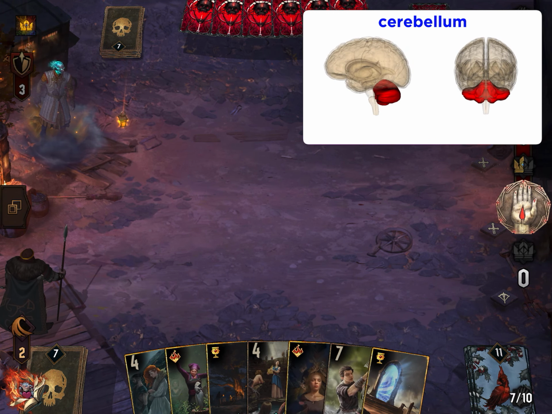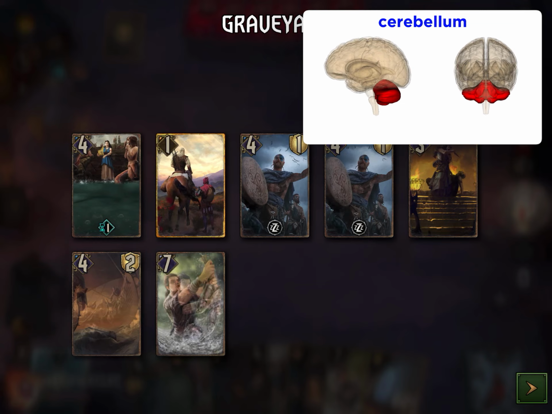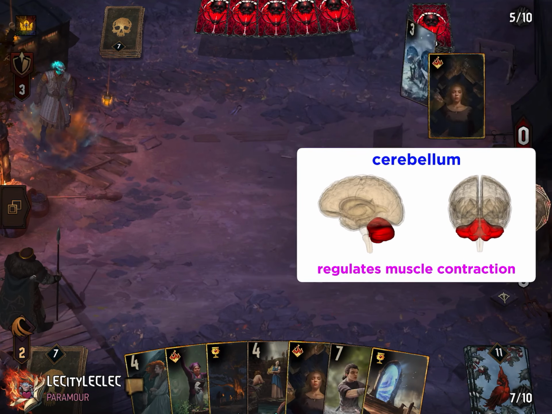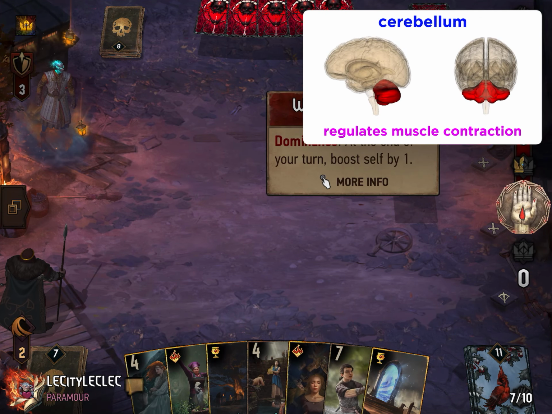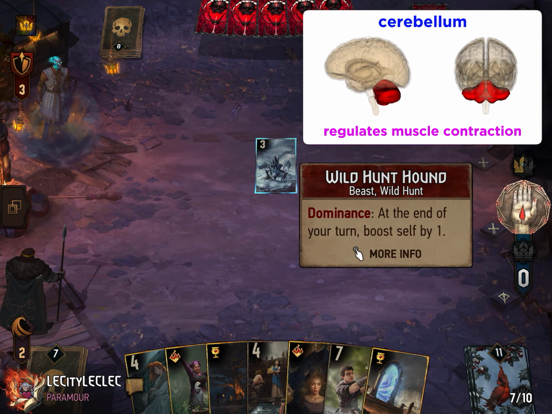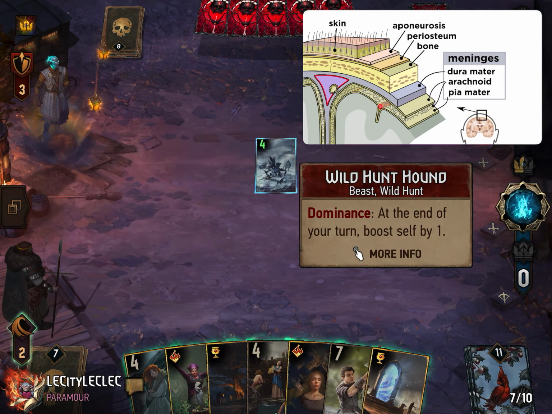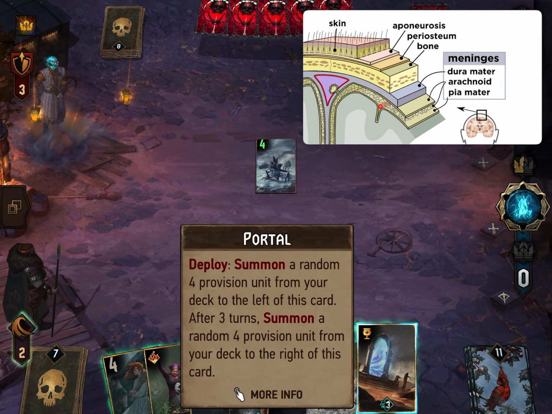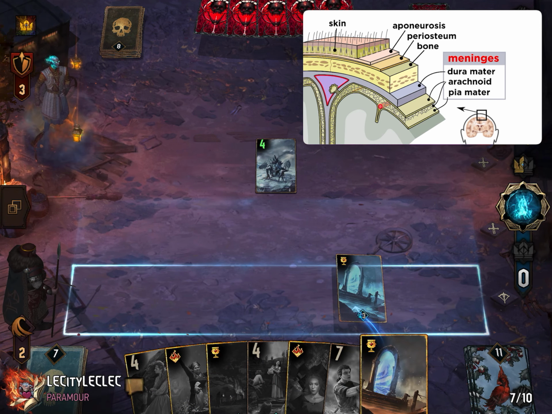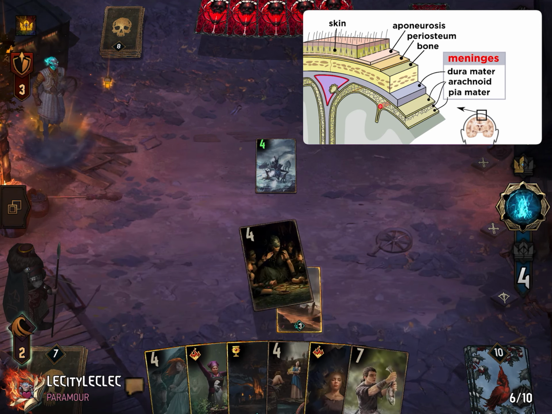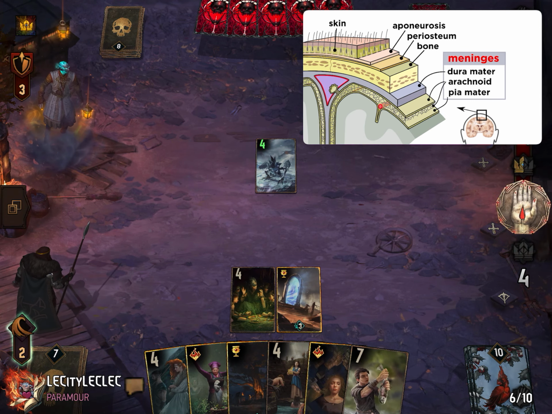Finally, we get to the cerebellum. This region, which consists of two hemispheres, regulates muscle contraction to generate smooth, coordinated motion. In addition, we should be aware of the structures that protect the brain. Meninges are connective tissue membranes that sit between the brain and the skull.